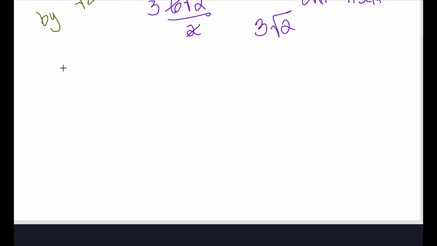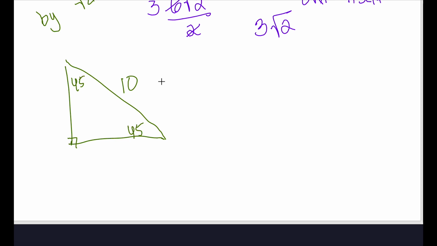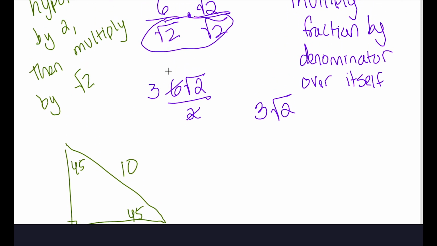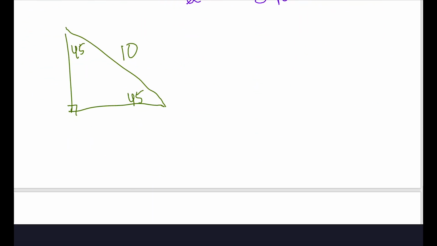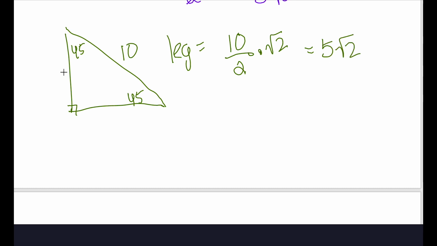So let's take a look at another example. If I had a 45, 45, 90 triangle and I'm given a hypotenuse of 10, you could go through all of this work, or we can do 10 divided by 2 times the radical of 2. And 10 divided by 2, of course, is 5. So we get legs that are 5 root 2 long.